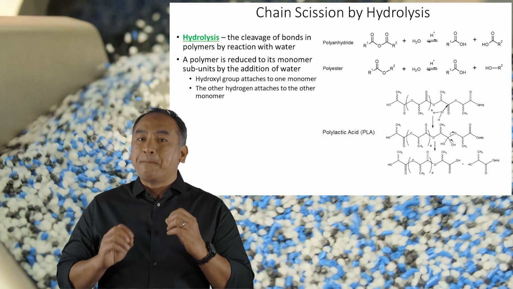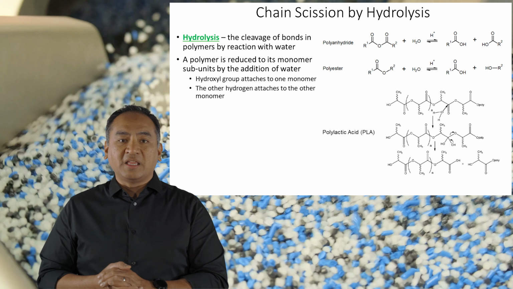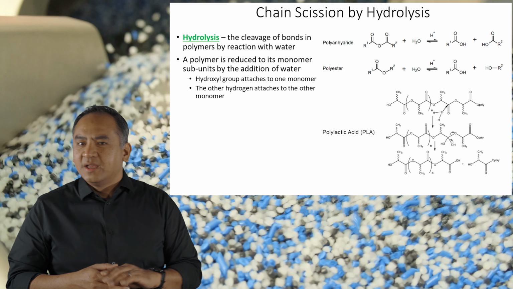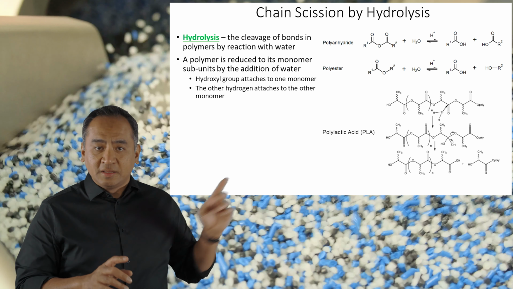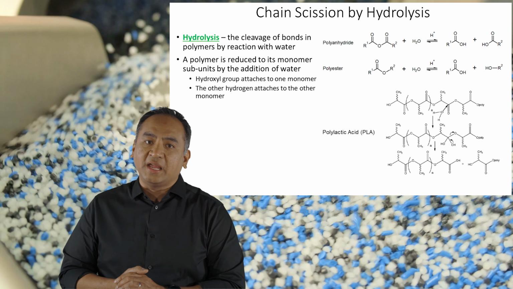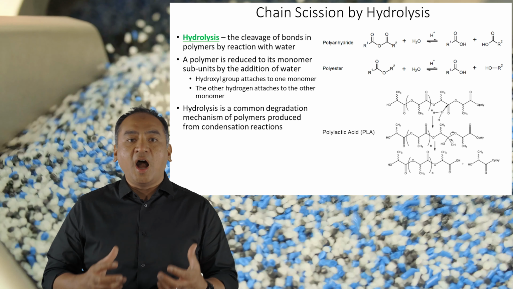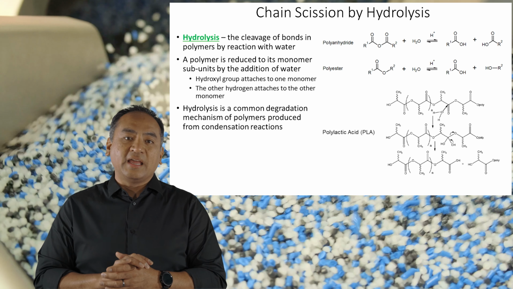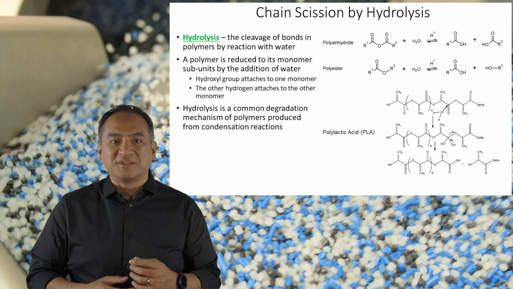The polymer polylactic acid can be cut by the hydrolysis reaction shown here. Again, note where the hydroxyl and hydrogen atom go in this reaction that breaks apart the chain. Therefore, polymers produced from condensation reactions can be degraded by hydrolysis, which is an anti-condensation reaction.